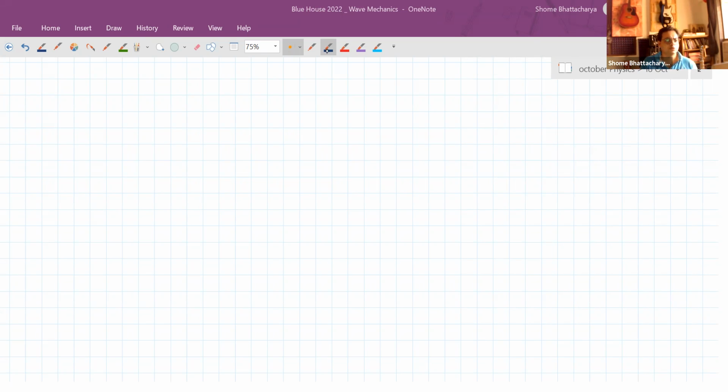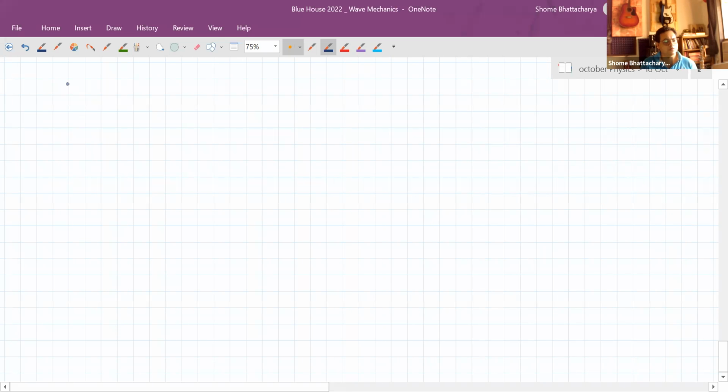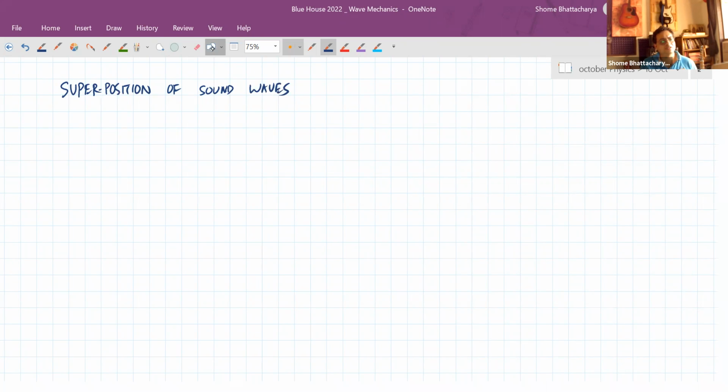Now moving on to the next part about sound, which is very simple because it's similar to what we've done in transverse waves: superposition of sound waves. Here, in addition to interference and standing waves, which are the same type of thing, we will also study something called beats, which is different. But let's start in order. The concept for interference is the same, but the exact application is slightly different because you're talking about pressure waves and not waves along a string.